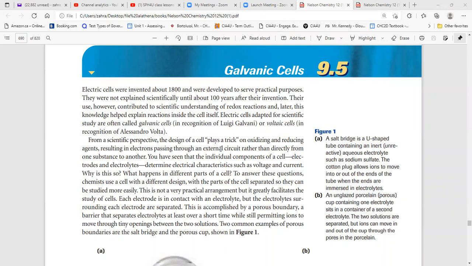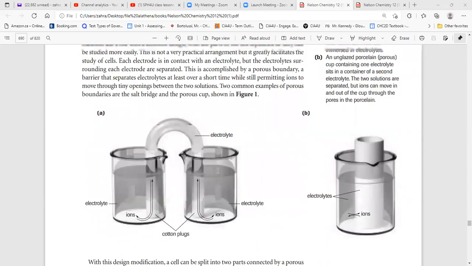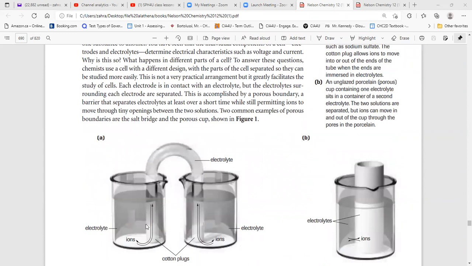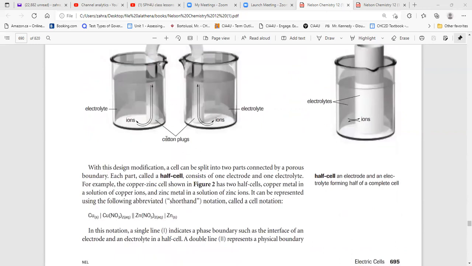2.1 Galvanic cells. Okay, now we want to see what galvanic cells are. If you have two solutions connected by a bridge, this bridge could be a salt bridge or any solution, divided by a cloth or a porous plug. From here, the ions can move from one solution to the other to balance the charges. Whatever solution we have here, we call it electrolyte. On the other side, we have electrolytes also. We have cotton plugs there.